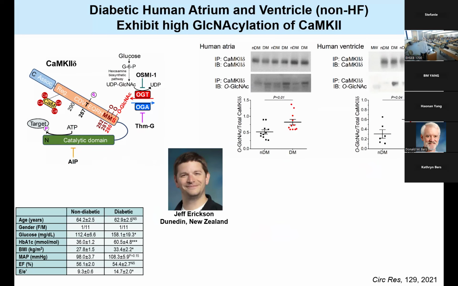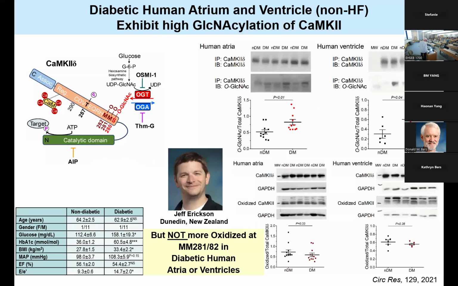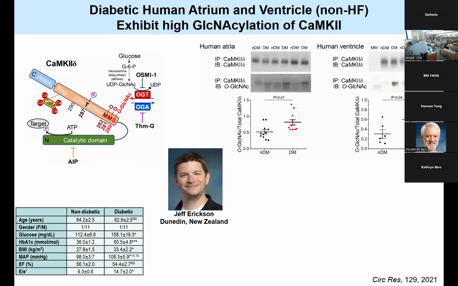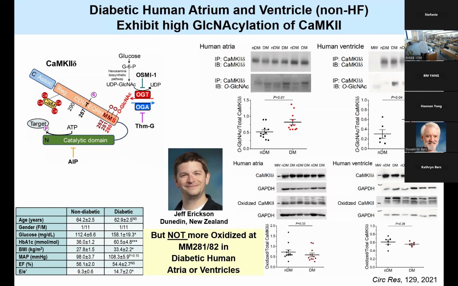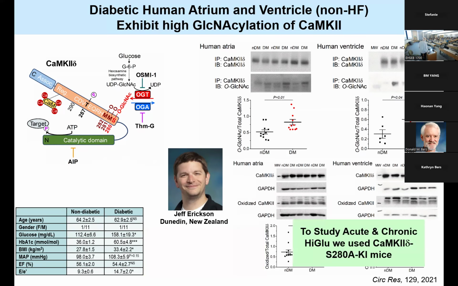So Jeff is back again when he went back and went to New Zealand. He had access to some human samples, well-matched non-diabetics and diabetic samples, and found again that in human diabetics, there was an elevation in O-GlcNAcylation. But the other site that he had previously identified, the oxidation sites, were not really changed in the diabetic patients.